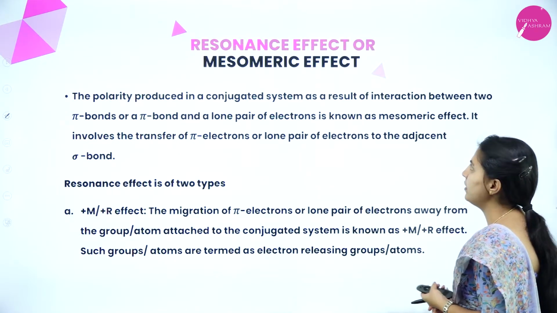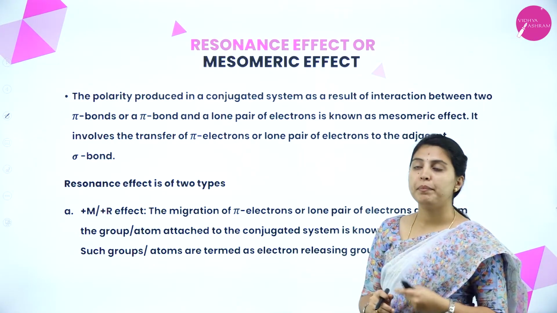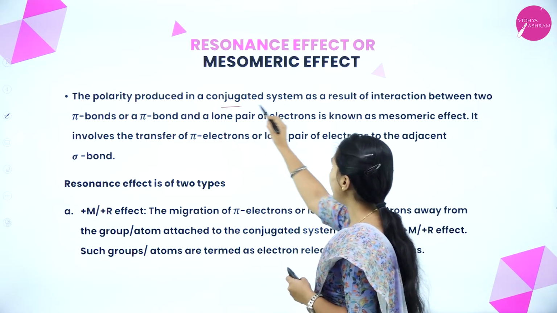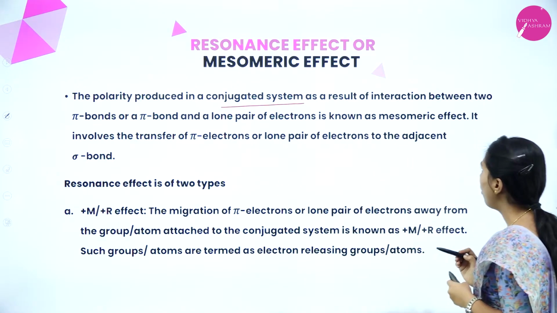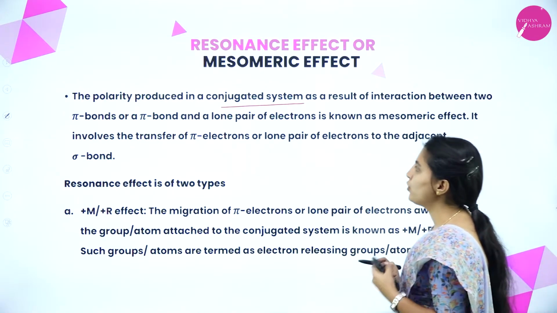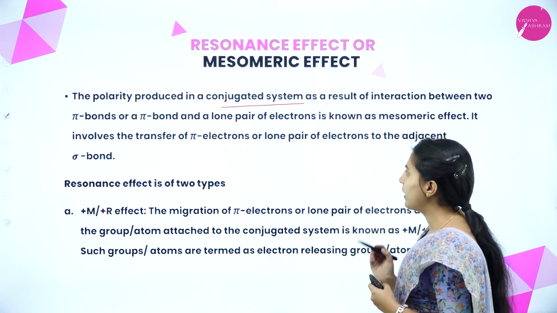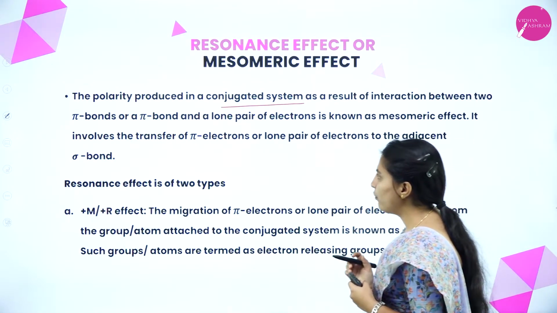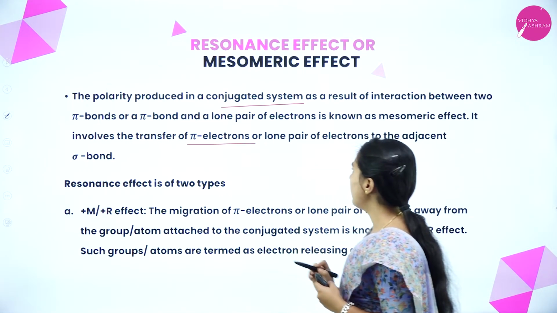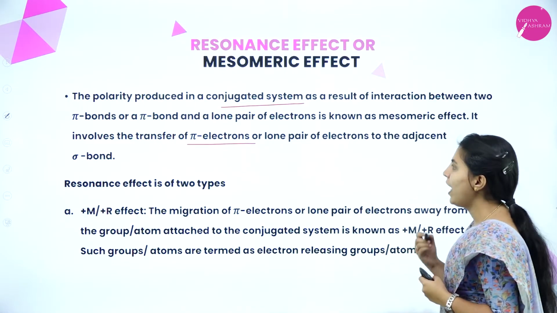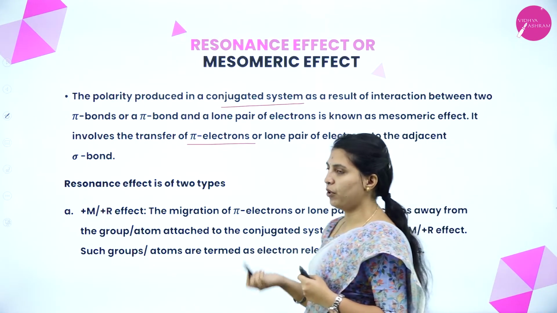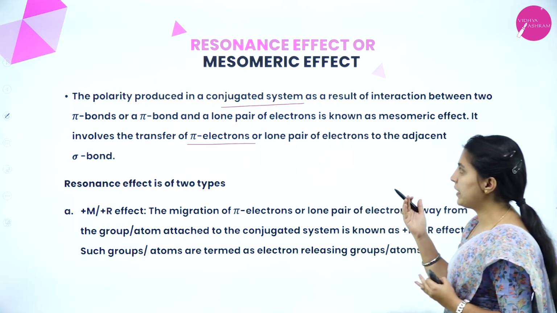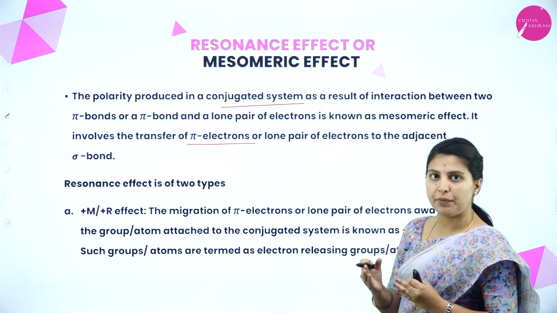Okay. Next is the resonance effect or mesomeric effect. The polarity produced in a conjugated system as a result of interaction between 2 pi bonds or a pi bond and a lone pair of electrons is known as the mesomeric effect. It involves the transfer of pi electrons or lone pair of electrons to the adjacent sigma bond. Means here also charge separation will take place obviously, but in a conjugated system.